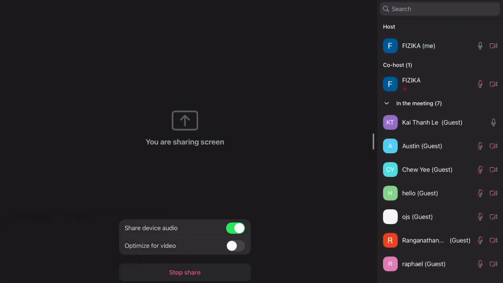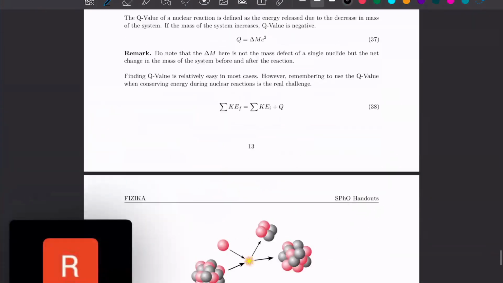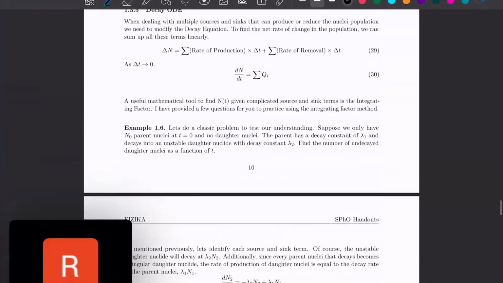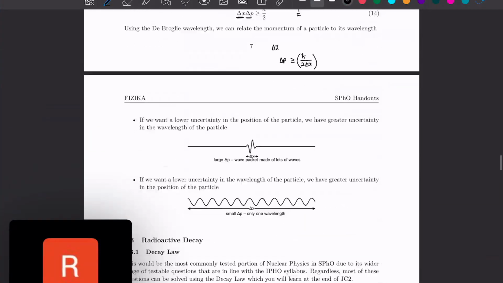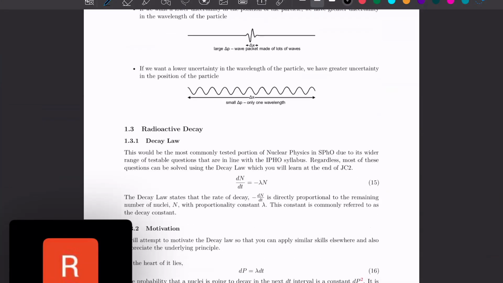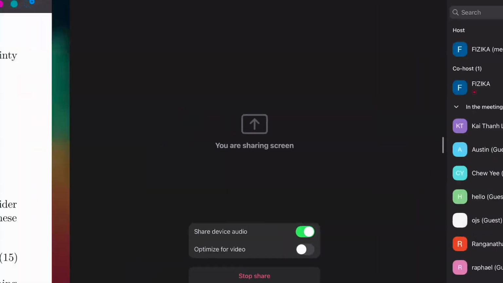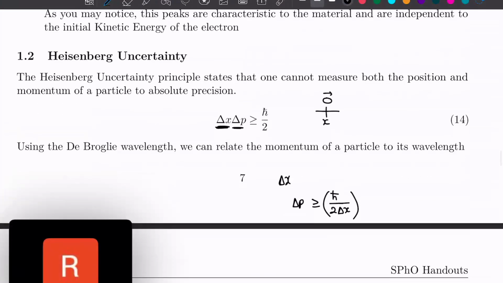I hope everyone's back. Okay. Nuclear. Okay, before I start on nuclear, I just thought of some things that I want to highlight with respect to Heisenberg uncertainty.